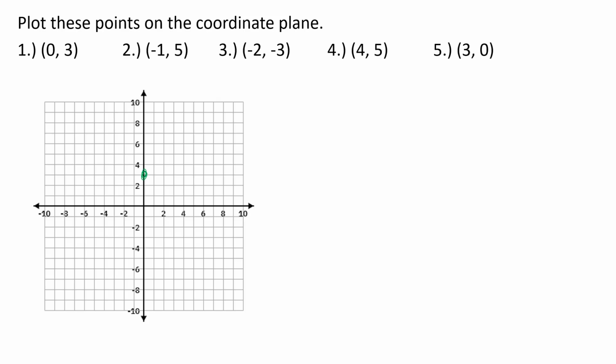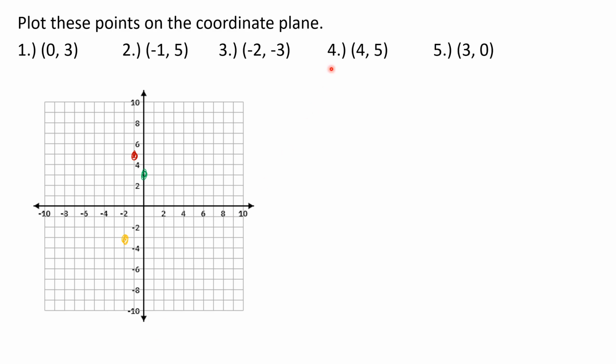Okay, next one. X is -1 and y is 5. So we're going to go over to -1 and up to 5. So right there, -1, 5, right there. Next one is -2, -3. So we go to -2 on the x and then down to -3 on the y. So -2, -3, right there.